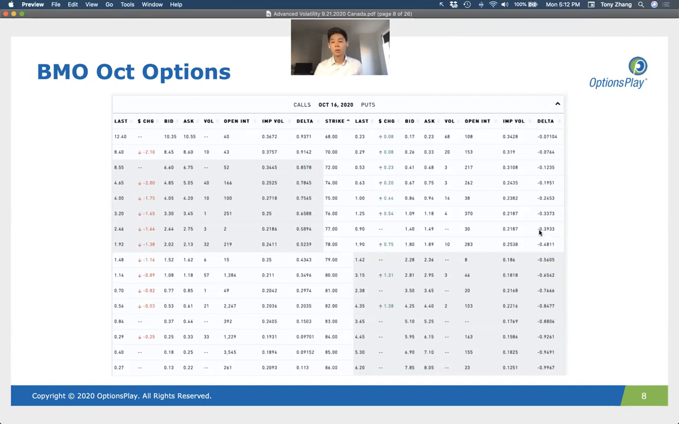Tony's asking, hey, Tony, I thought delta is sensitivity to price, not probability of getting to the strike price. Tony, it's both. Delta tells you the sensitivity of the option price to the underlying stock. It also at the same time tells you the probability of the stock being above that strike price. I'm sorry, being in the money at expiration.